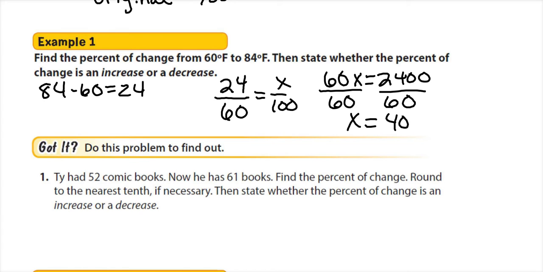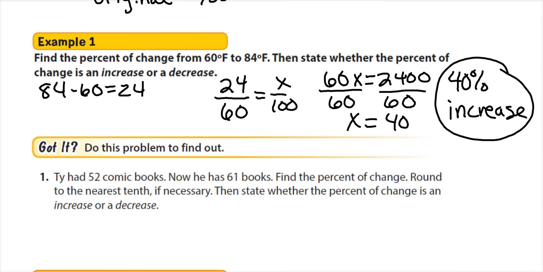All right, now we did find a percent, so we've got to say 40%. And then we're also supposed to state whether we're increasing or decreasing. If we went from 60 degrees Fahrenheit to 84, did we increase in temperature or decrease? And of course, we're going up, so we increased. So we're going to say 40% increase. There we got it.